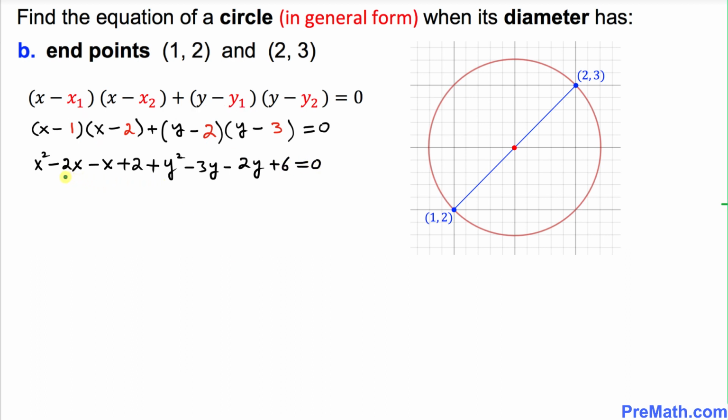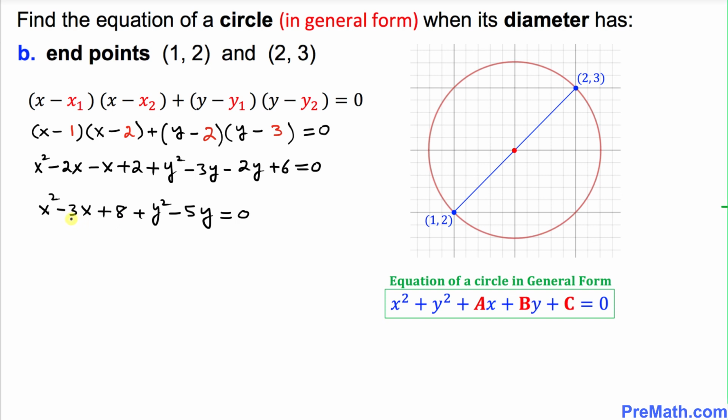And now we are going to combine the like terms: -2x and -x, -3y and -2y, and these constants, +2 and +6. Let's go ahead and do that one. So that's going to give us x squared minus 3x plus 2 plus 6, which gives us 8, plus y squared minus 5y equal to 0.